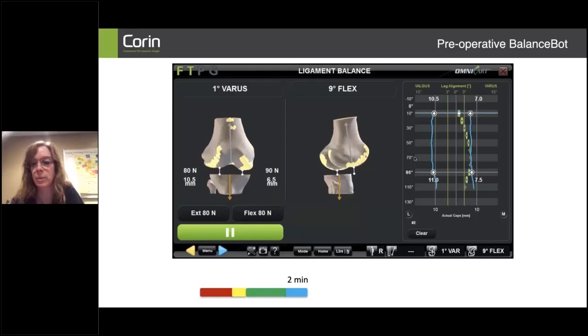The other information you get from this curve is your overall alignment. You can see your leg alignment. It starts perhaps at 110 degrees there. You can see perhaps 4 or 5 degree varus. It swings out peaking varus at about 70 degrees and comes back to about 1 degree or so at 10 degrees. This is the data you've acquired from the initial balance spot step. 2 minutes elapsed.